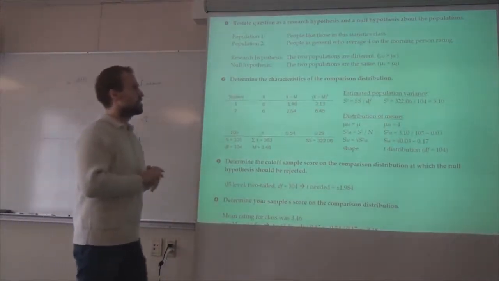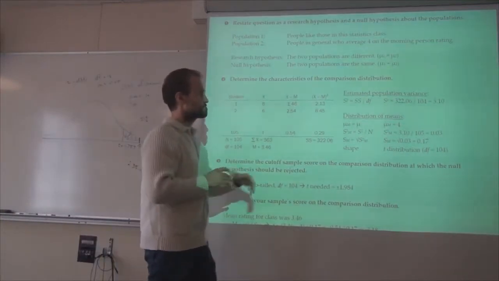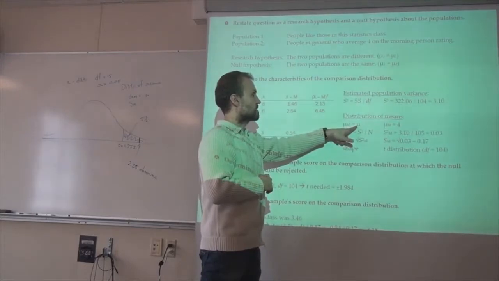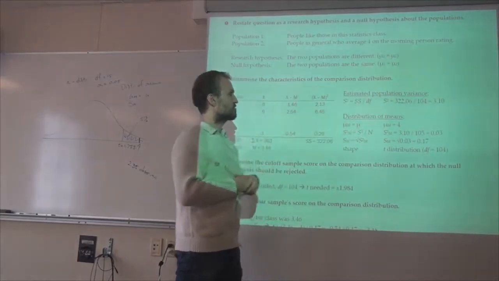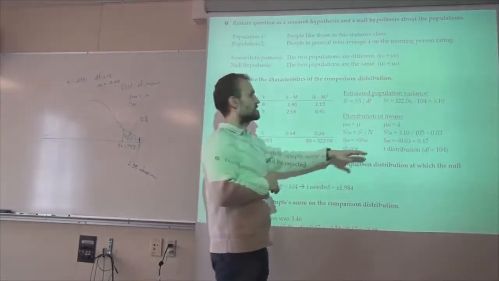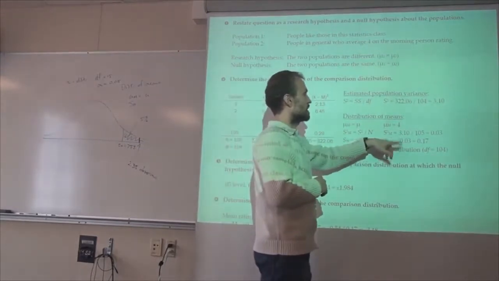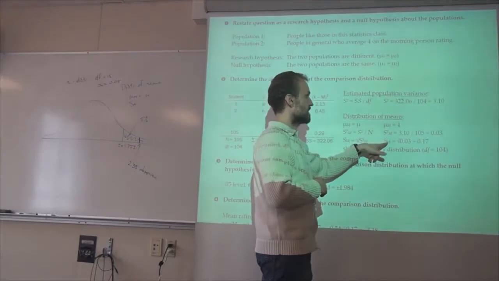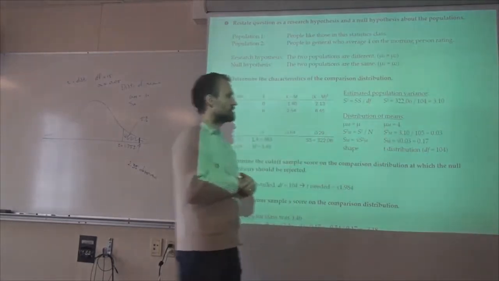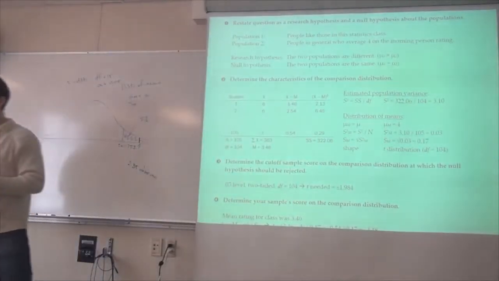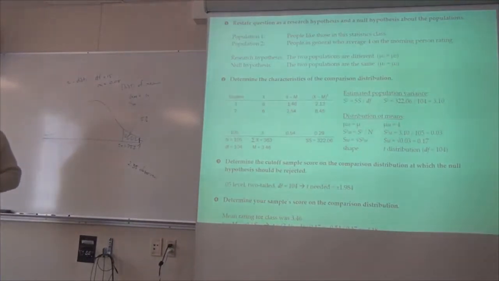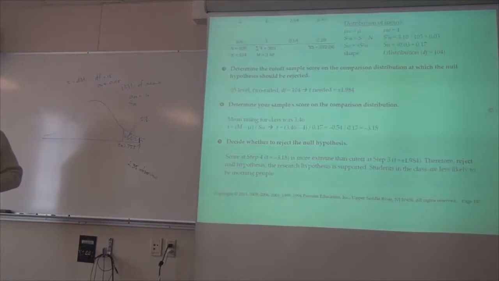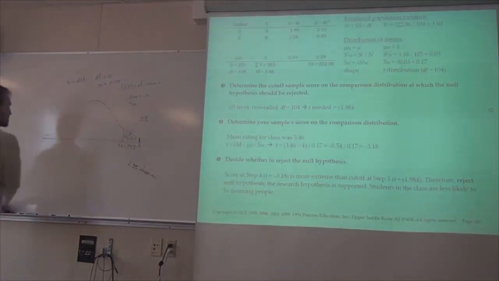So now let's see what the distribution of means is. That's the same as my population mean of 4. I get the standard error from my approximation, my sample variance, of 0.17, and I have a t-distribution with degrees of freedom 104. Let me just see if there is a sketch here. No, there isn't. Let's make a sketch.